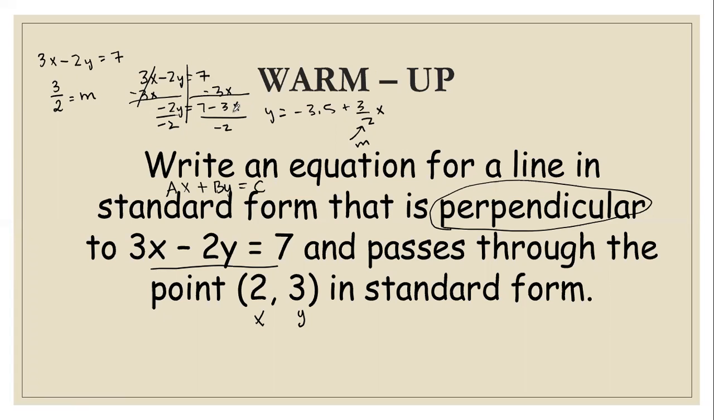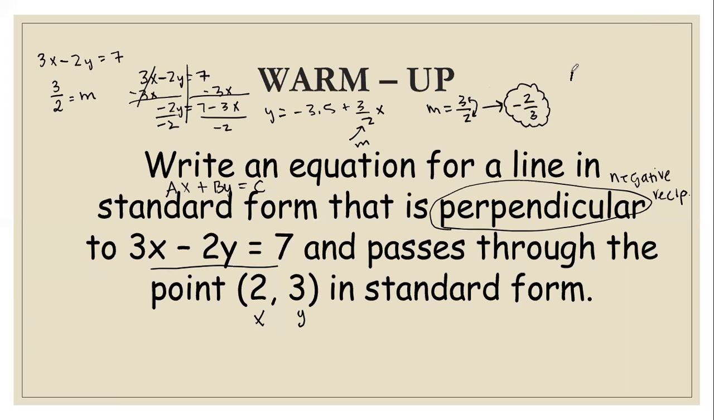Yes, ma'am. So getting to that part, the slope here is 3/2. But since it's perpendicular, I know that their slopes are the negative reciprocal of each other. So if the slope is 3/2, what will my new slope be? -2/3, because I changed the sign and I flipped my fraction. So this is the new slope I'm working with, -2/3.